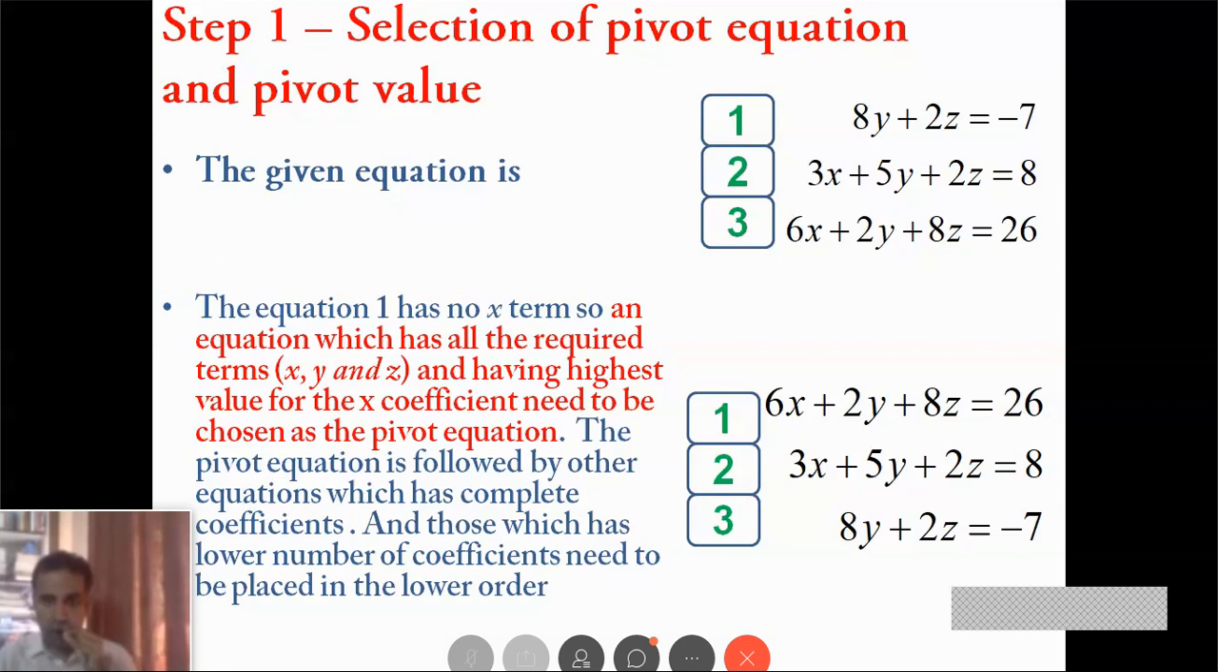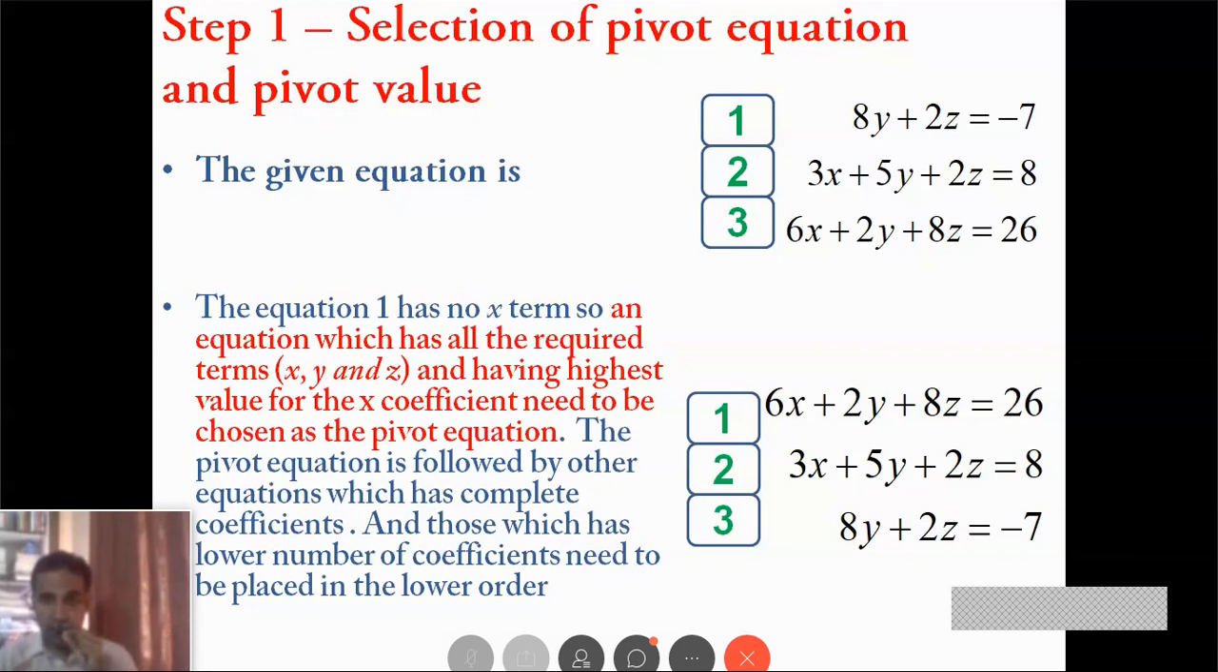All the terms in every equation need not be complete. That means every equation need not have all three terms. You see, the first equation had only two terms. It didn't have an x term. Whereas the next two equations, equation 2 and equation 3, had all three terms. Even so, if you look at the coefficients of x, y, and z in both equations, they are not the same.